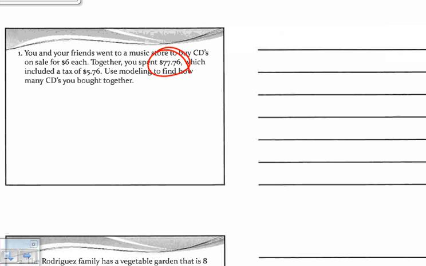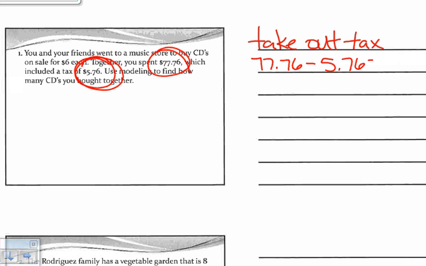I also know that when I pay somebody at the store, I have to pay for my CDs and for the tax. So if I want to find out just how much I spent on CDs, I need to take out this tax of $5.76. So that's going to be my first step here. To take out the tax, we're simply going to subtract $77.76 minus $5.76. We're going to get $72. So I know that altogether we spent $72 on CDs.